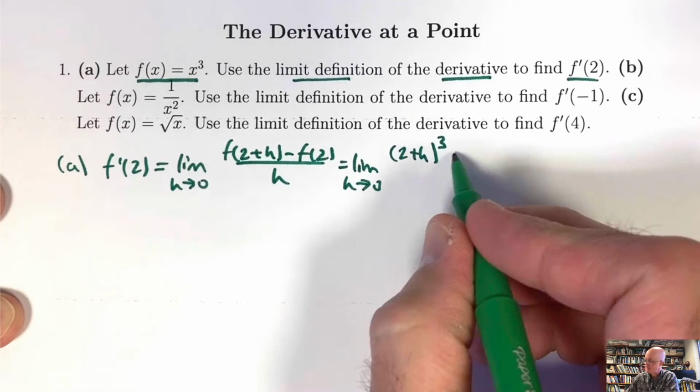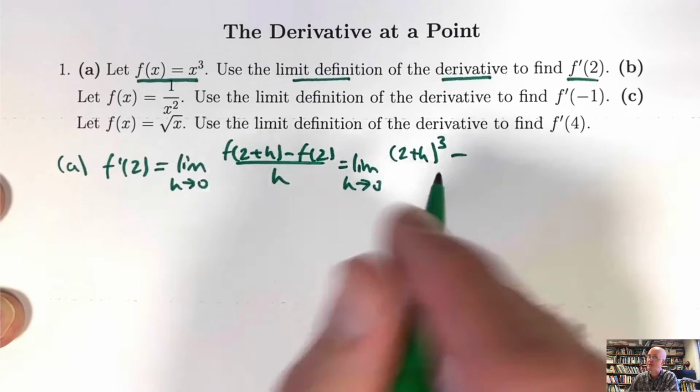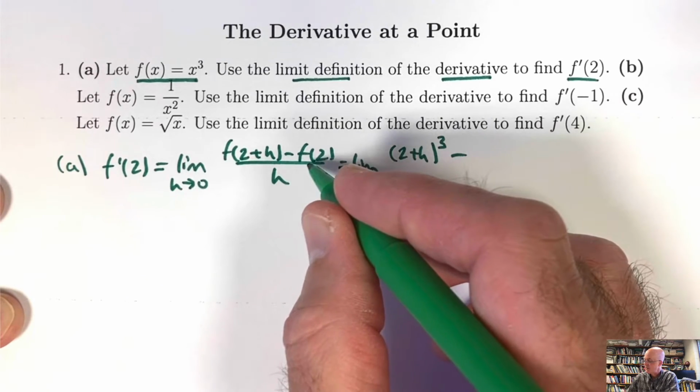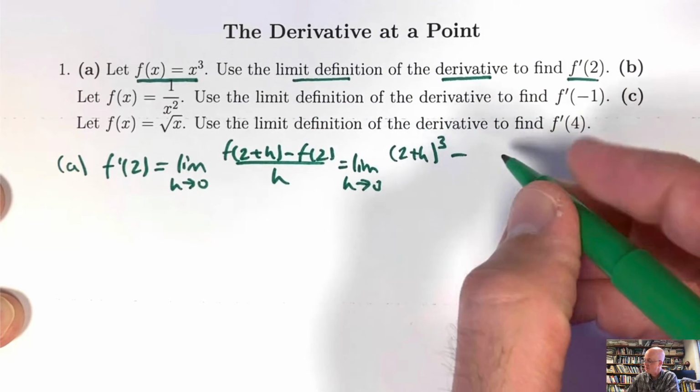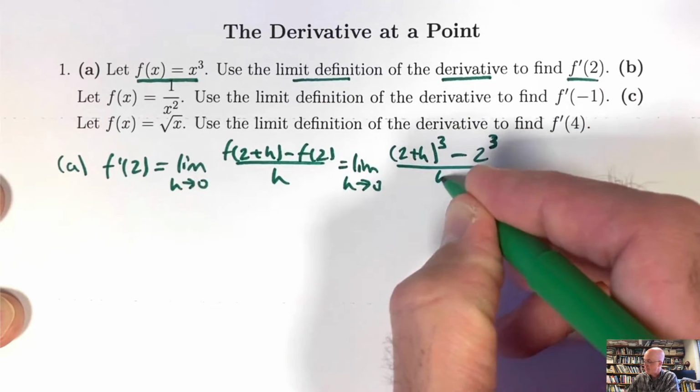Another place where people make mistakes is they think that (2 plus h) cubed is 2 cubed plus h cubed. That's not right either. We need to figure out what that is. We'll come back to it. What's f of 2? f of 2 is 2 cubed, which is 8. And then we divide all that by h.